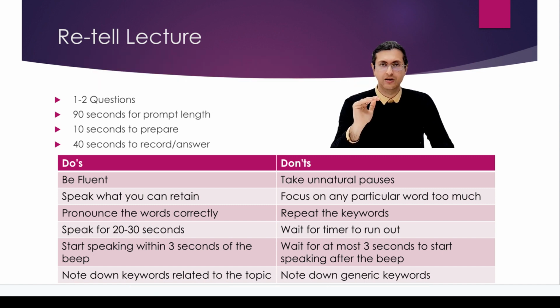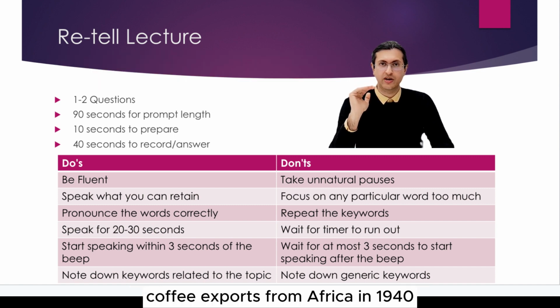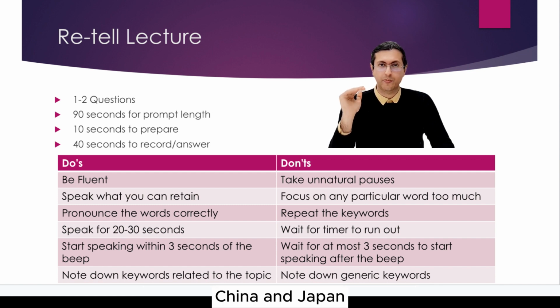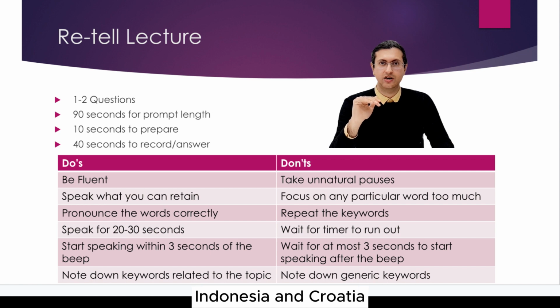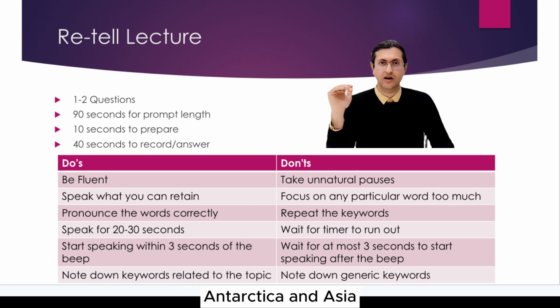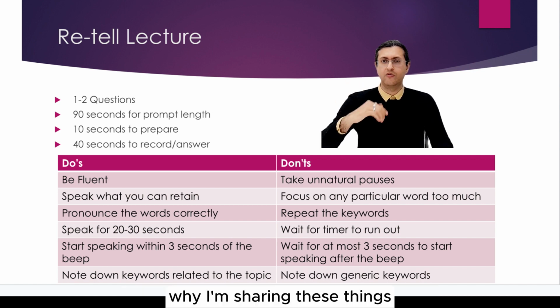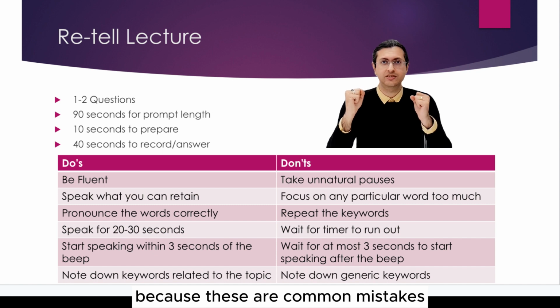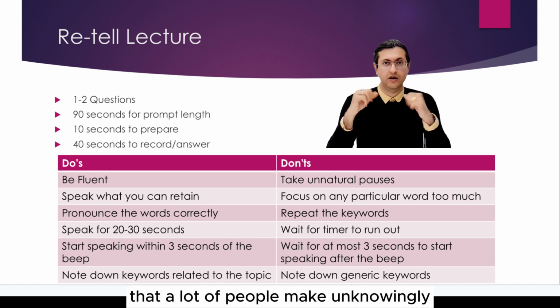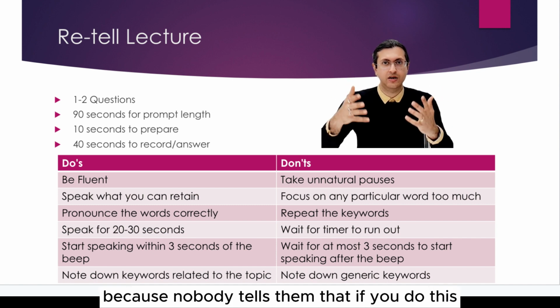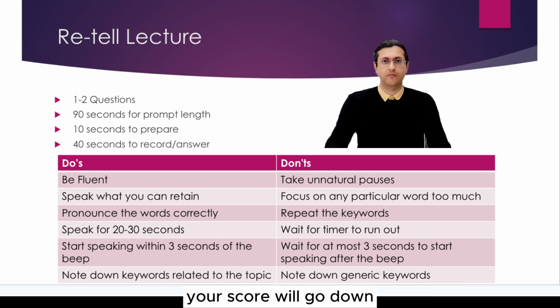For example, the speaker was talking about coffee exports from Africa in 1940. From the lecture I can hear India, China and Japan. From the lecture I can hear Malaysia, Indonesia and Croatia. From the lecture I can hear Europe, Africa, Antarctica and Asia. Don't do that. You see how I'm stressing on the last word? Why am I sharing these things? Because these are common mistakes which a lot of people make unknowingly. Because nobody tells them that if you do this, your score will go down.